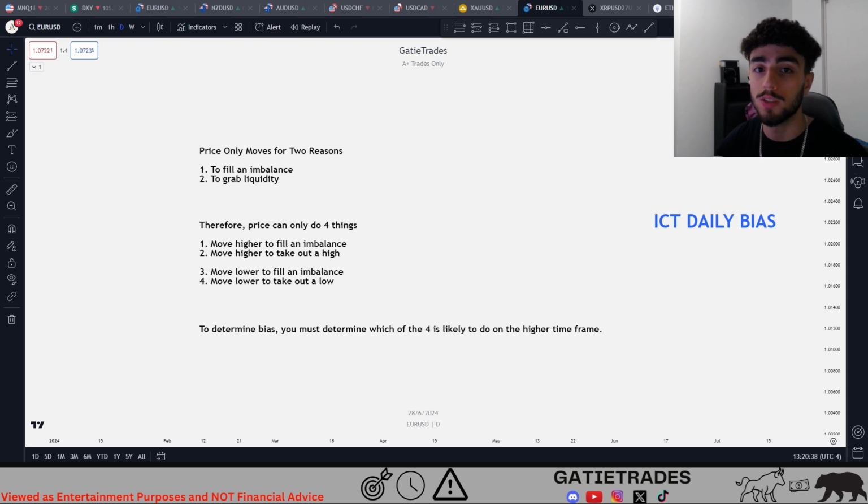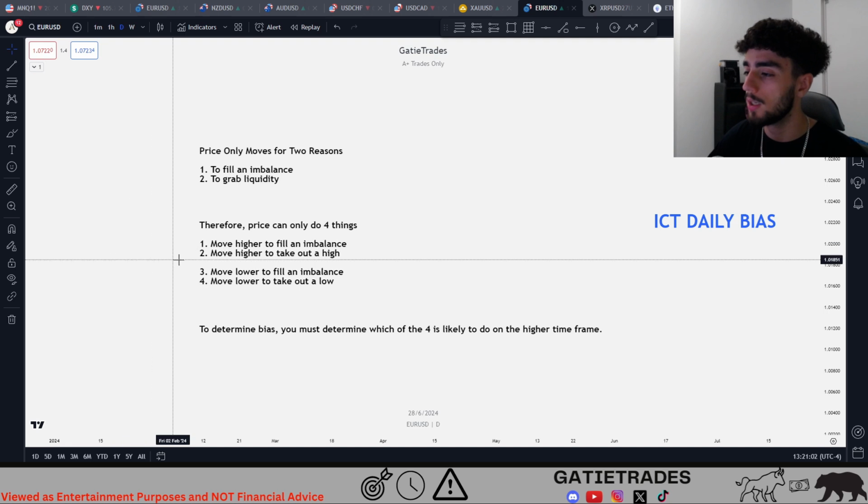Okay, so to start, what is bias? Bias is simply determining which direction the candle you are trading is likely to go in. So if you're a day trader, you want to look at daily bias. So which direction is the daily candle likely to trade in? This will help you form high probability trades, because if you're trading in the direction of the daily expansion, then you're going to have high quality setups. You'll have a greater chance of your trade playing out because you're trading with order flow.